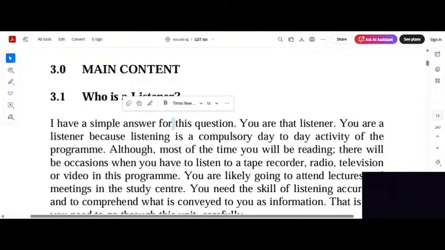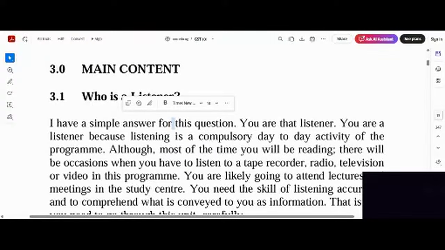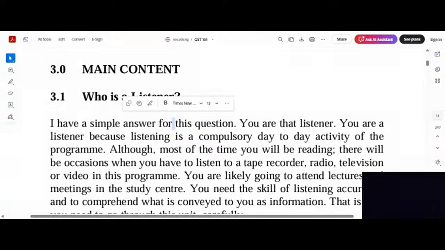Yes, Kemisola says a listener is anybody who is capable of listening to anything said. I think Kemisola, you've gone through this material a bit before. That's why you're able to say that thing you said now, because your definition is closely aligning with what the material is saying.